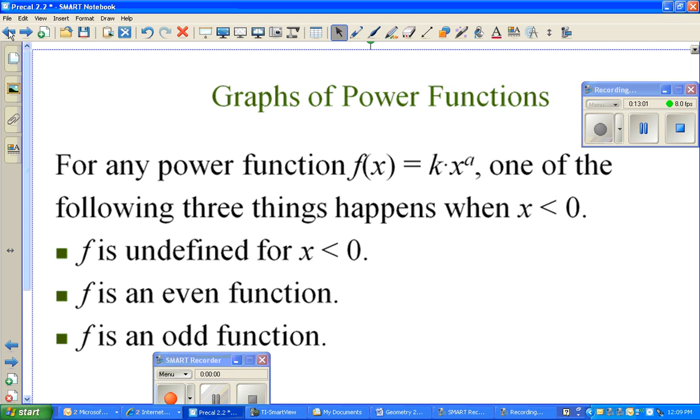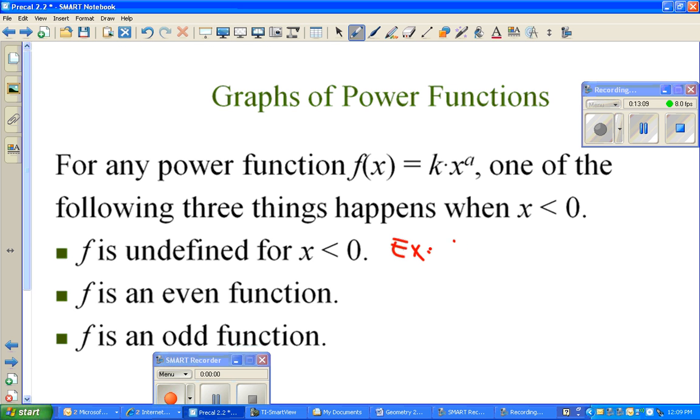All right, one of three things can happen. Either f is undefined, like the square root function, so an example would be x to the 1/2 power, or the square root of x. We don't define it for x being less than 0. It could be an even function, and an example of that would be x squared, the parabola, or it could be an odd function. An example is x cubed.